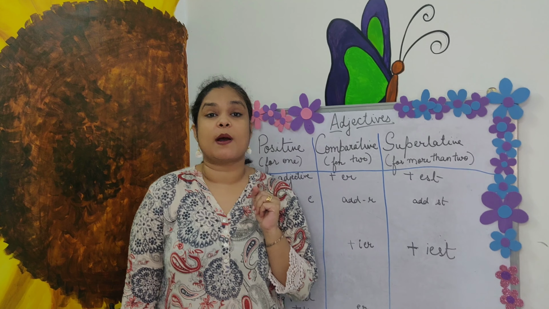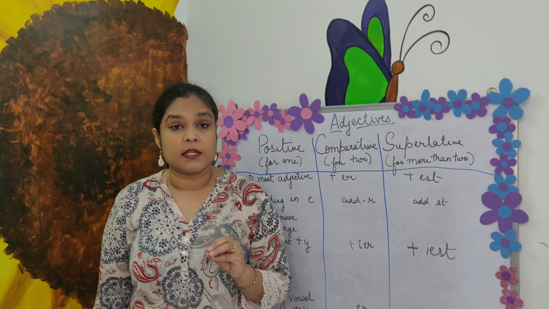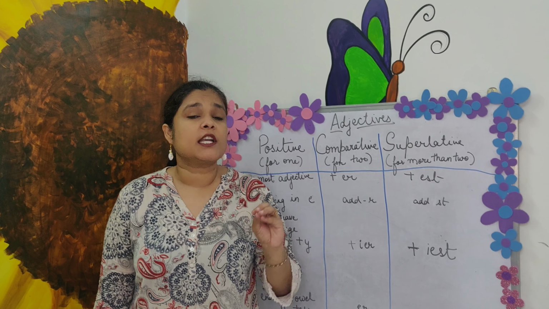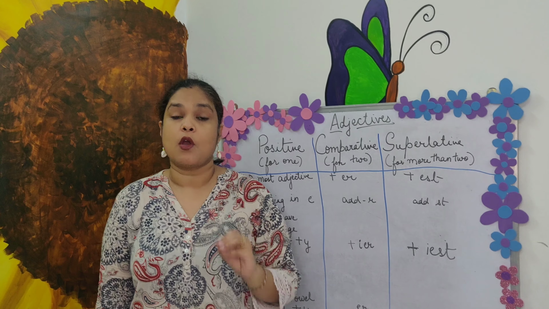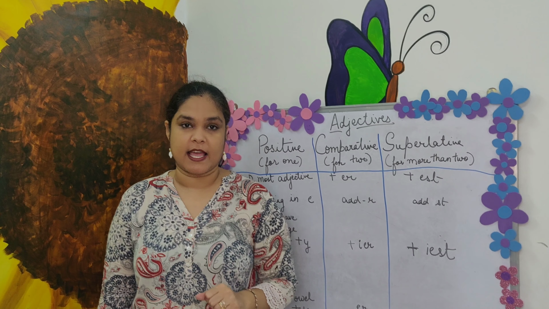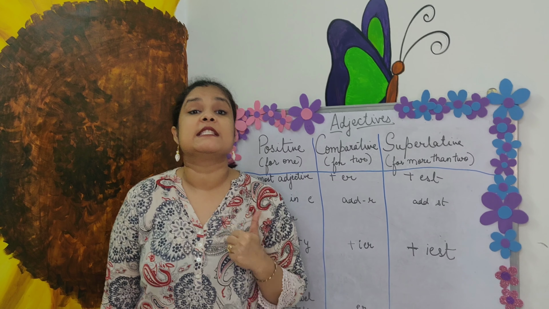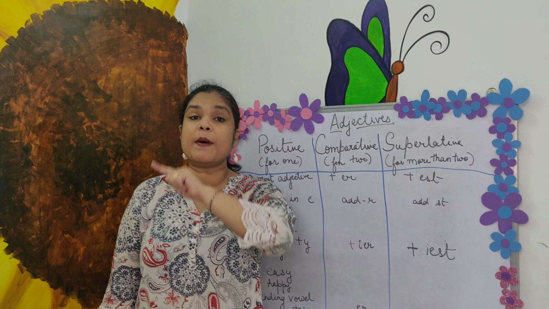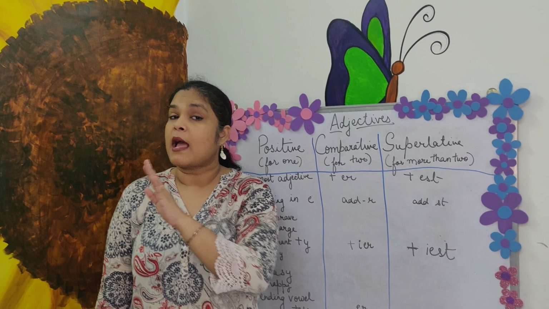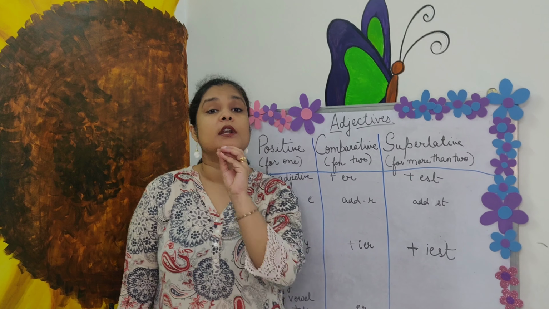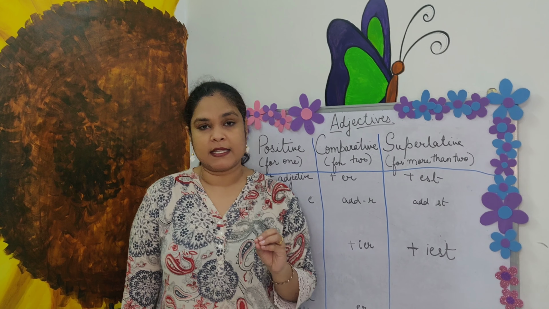We also discussed some irregular adjectives, as in the adjectives or the words which will not be formed from the base word or the base form. For example, good. Good is an adjective, but its comparative form is better and its superlative form is best. See, all these 3 words are unique. I have not formed the word better and best from its base, which was good, right? So we did this much.